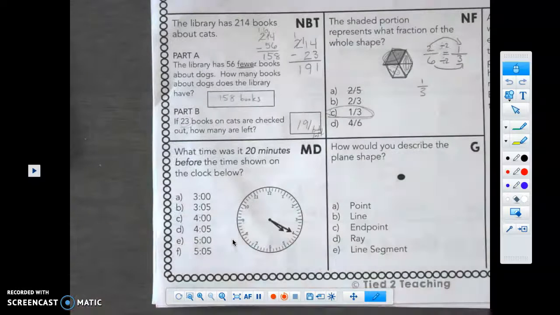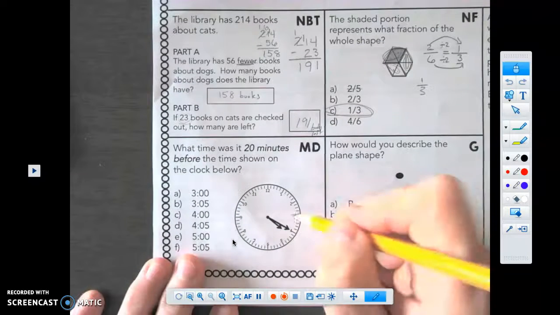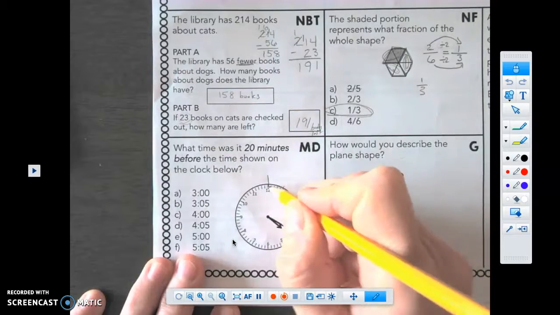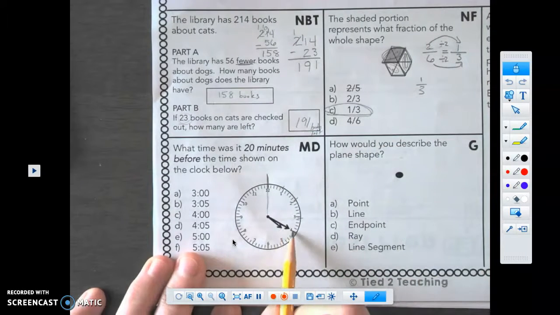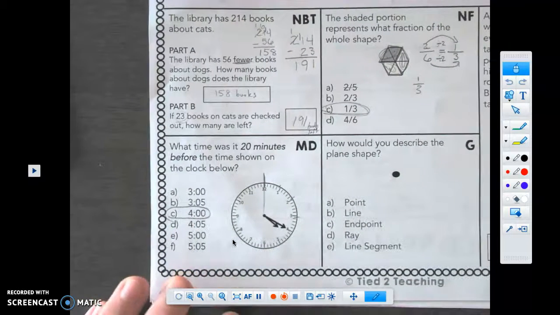All right. What time was it 20 minutes before the time shown on the clock? So we got to go backwards. We got to go counterclockwise with our minute hand. And we're going to go 5, 10, 15, 20. So if the minute hand is straight up and down, the hour hand would be on the 4. So it's going to be 4 o'clock.